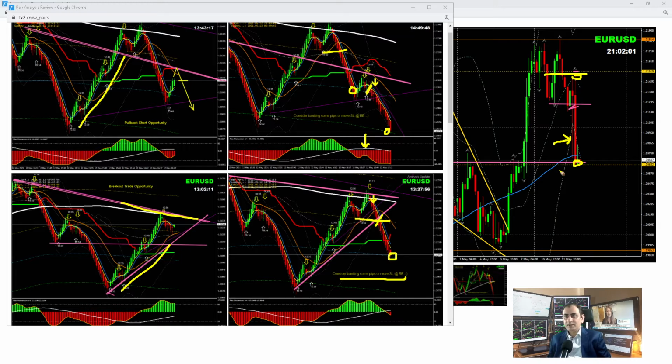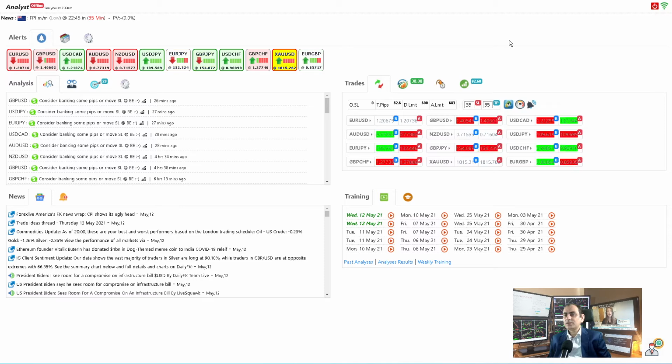As you can see here, we refine our entries and exits in intraday and bank beautiful pips on Euro USD today. All right, so let's move into the Pound Dollar.